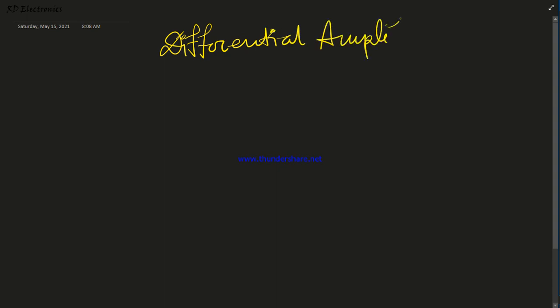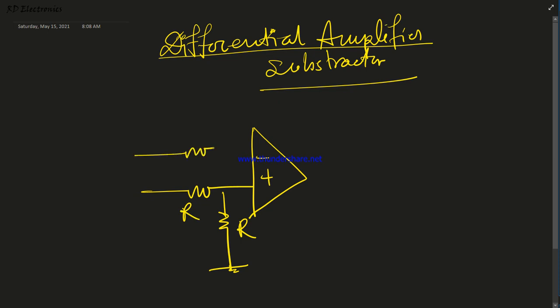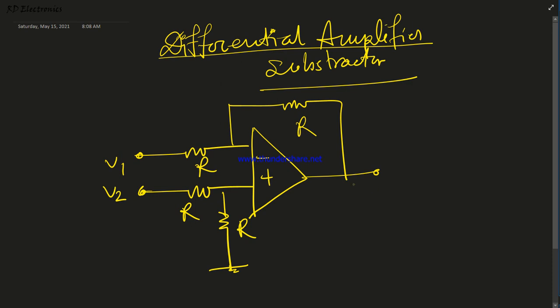Differential amplifier is also known as a subtractor. What is it? The basic circuit diagram is here. We consider all resistances equal to R. Here we apply two voltages V1 and V2, and this is the output V0. So what is the potential?